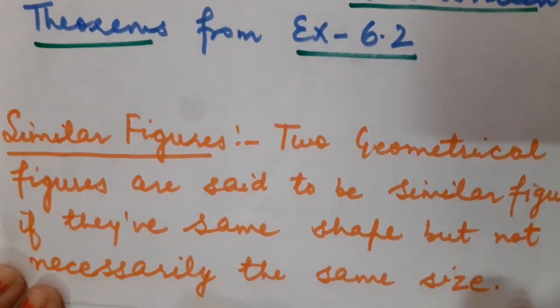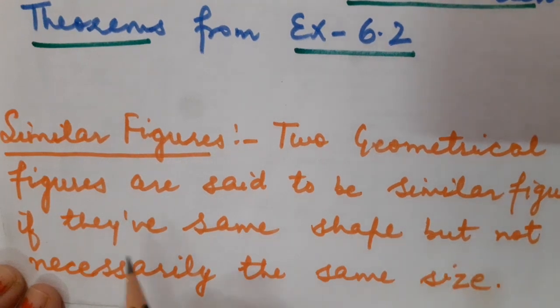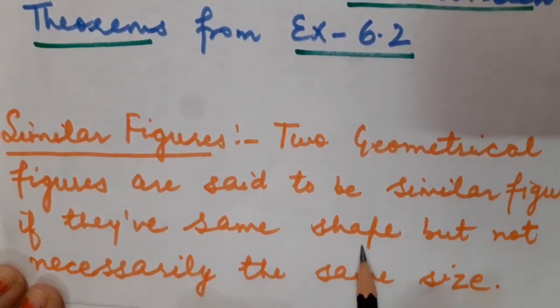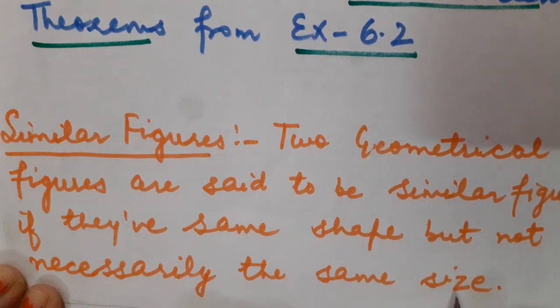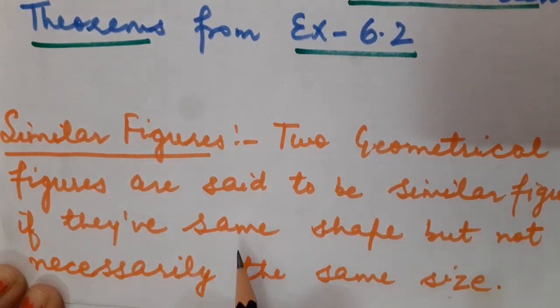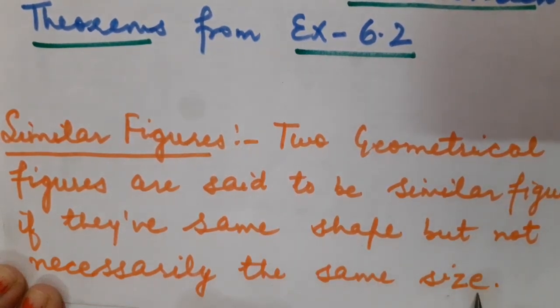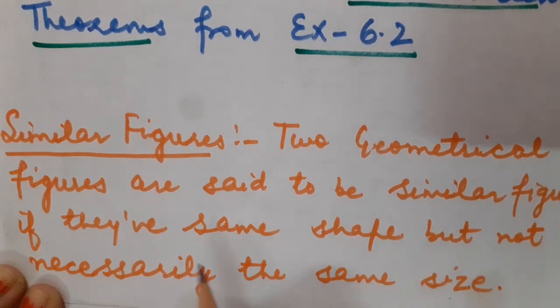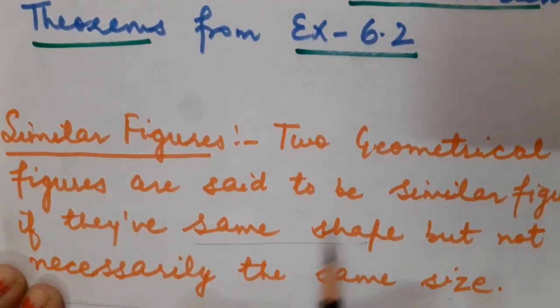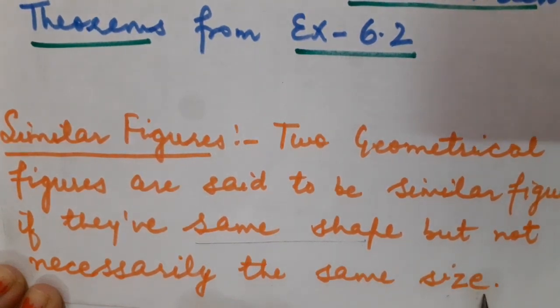So children, our first topic is, what do you mean by similar figures? Two geometrical figures are said to be similar figures if they have the same shape but not necessarily the same size. Children, as you learnt in congruency, the condition was that the shape should be the same as well as the size should be the same for two figures. But here in similarity, shape matters. It is not essential that the size should also be the same. Means size can be varied.